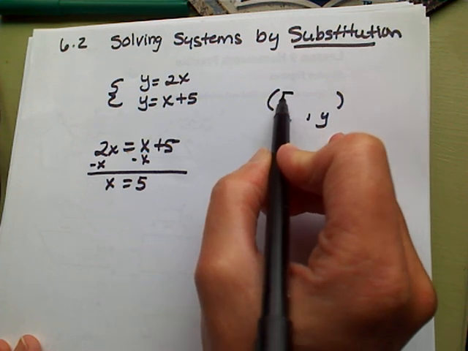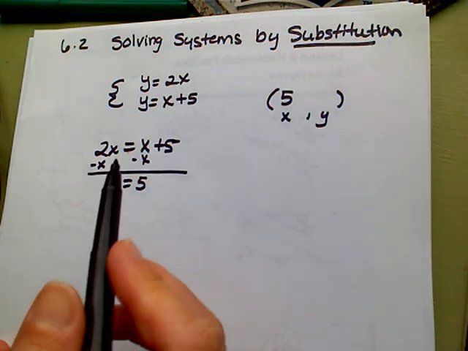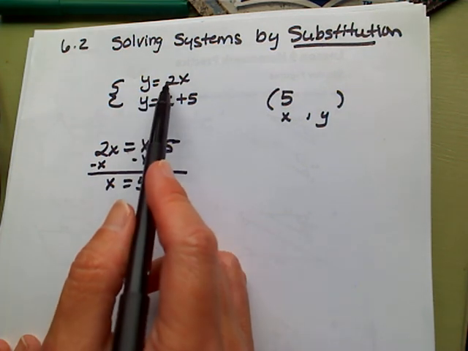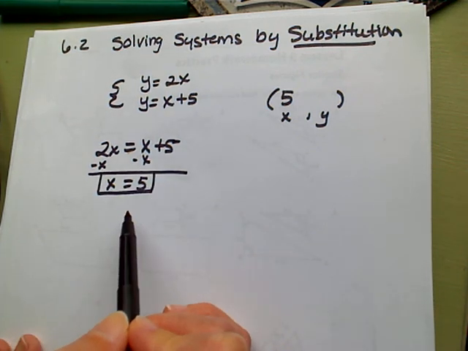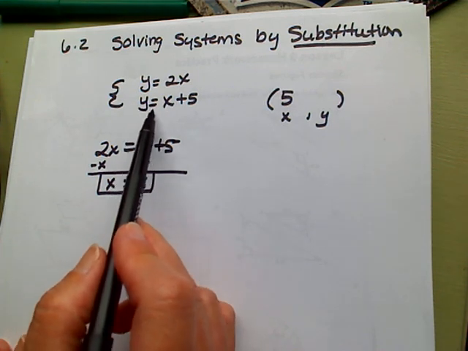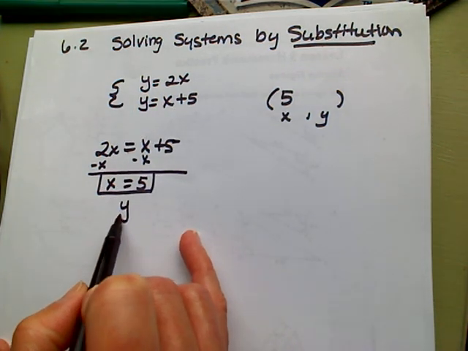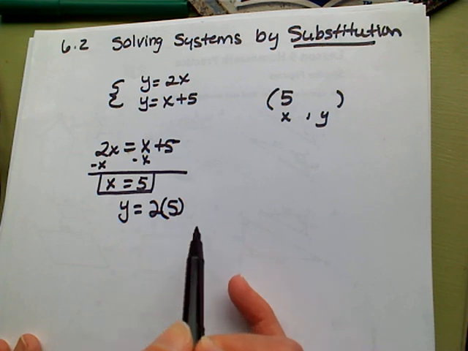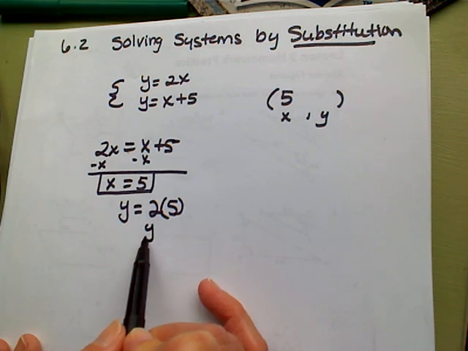So I'm going to write it into my ordered pair. Now I have to find the value of y. These are not absolute values of y. These are just an equation saying that whatever y is, it's 2 times something, right? So I'm going to take what I've just figured out and plug it back into the equation that I did not use. So I'm going to say that y equals 2, instead of times x, times 5. See what I did there? And then the value of y is 2 times 5, which is y equals 10.